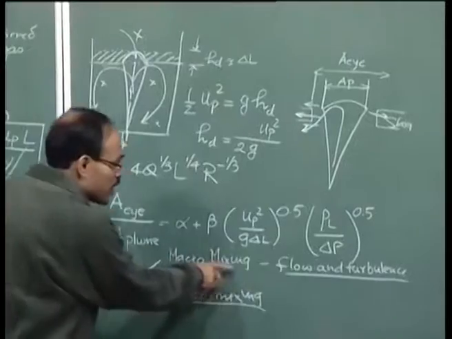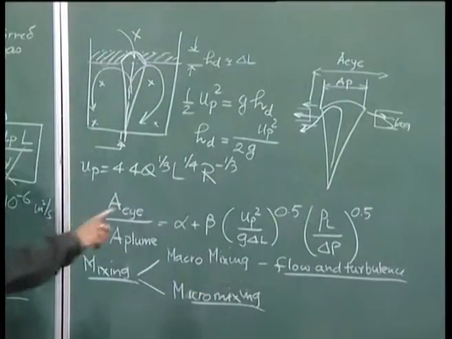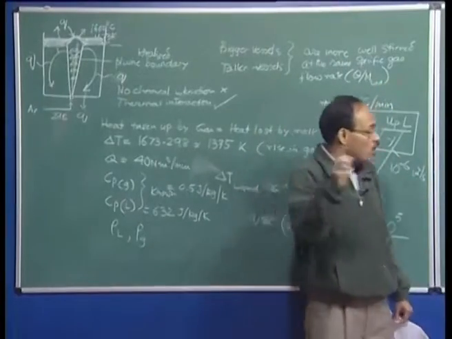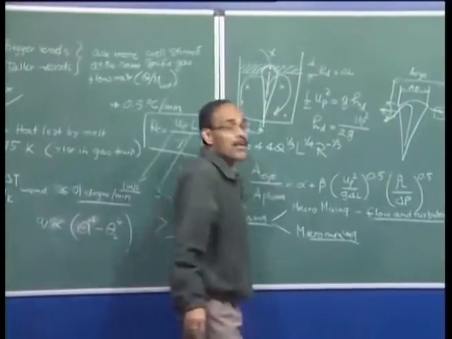Macro mixing in an industrial ladle system is because of the flow, which is the mean flow or the convection current that we see, and on top of that, turbulence plays a major role as far as mixing is concerned.